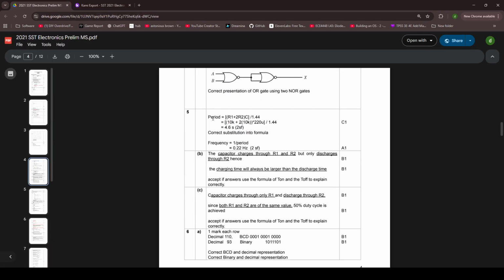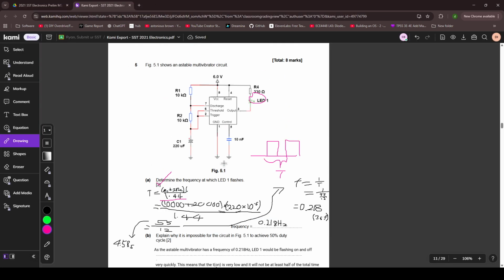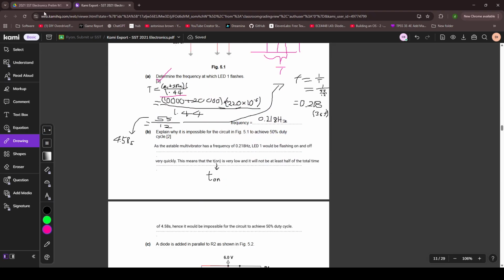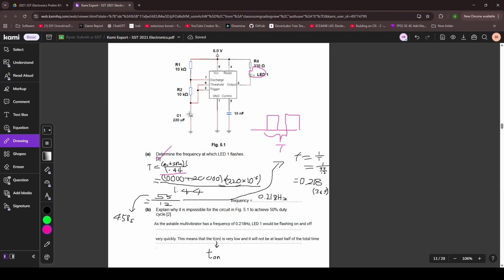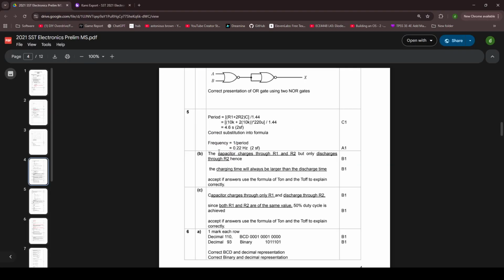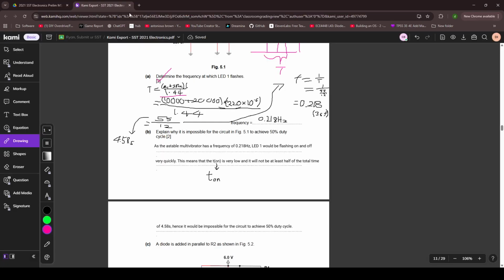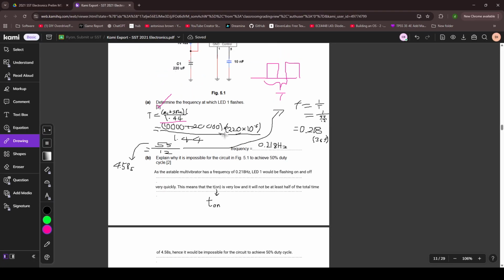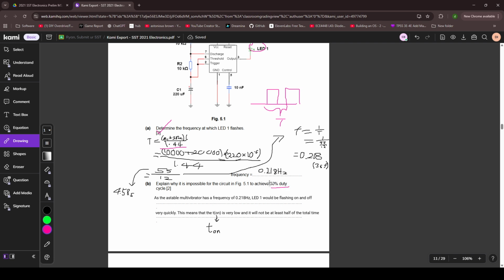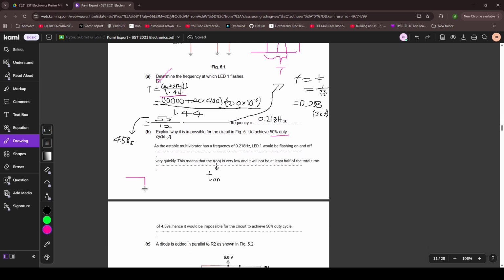The capacitor charges through R1 and R2, but only discharges through R2. Hey, it's not wrong. Hence, the charging time will always be larger than the discharging time. Oh, okay. It will never be 50% duty cycle, or the T on will always be lesser than the T off and never equal. Okay, that's not right. It will always be lesser.